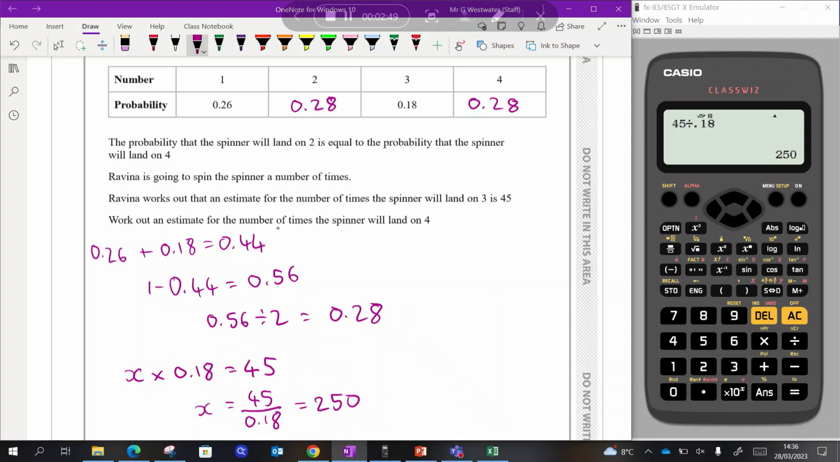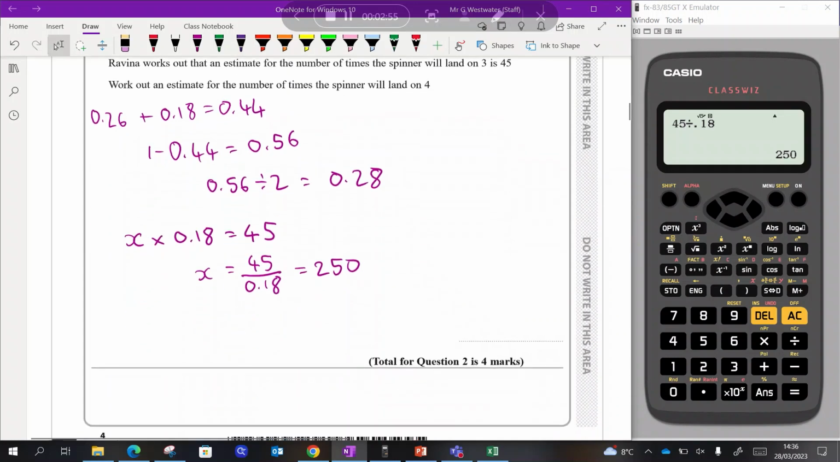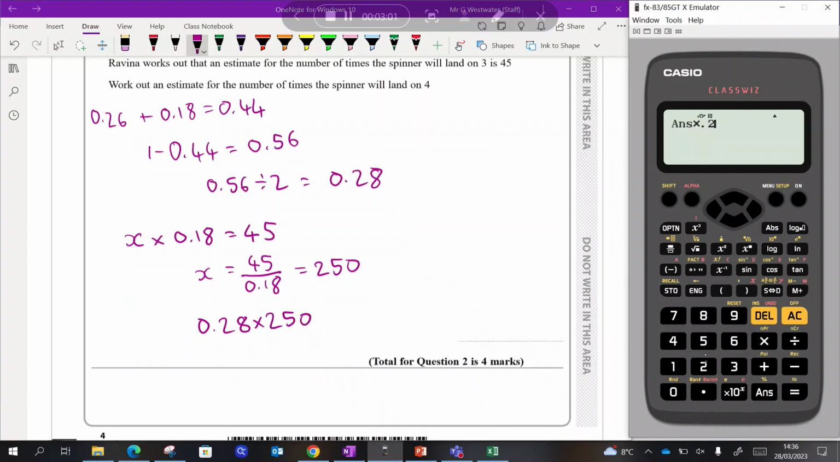Work out an estimate for the number of times the spinner will land on 4. Well, now all we need to do is just do 0.28 times that 250. And we get 70. Okay.